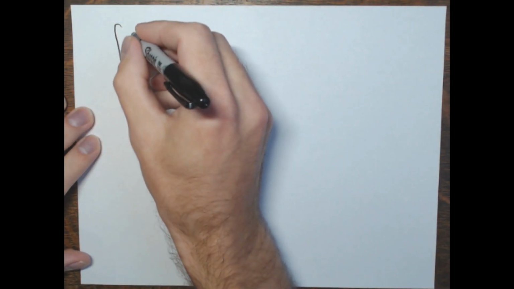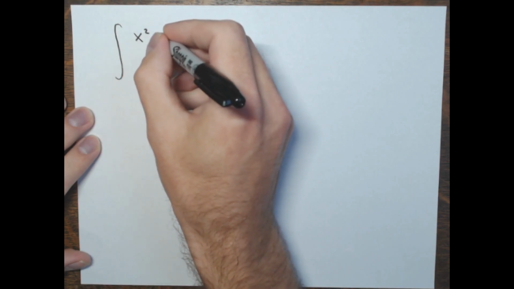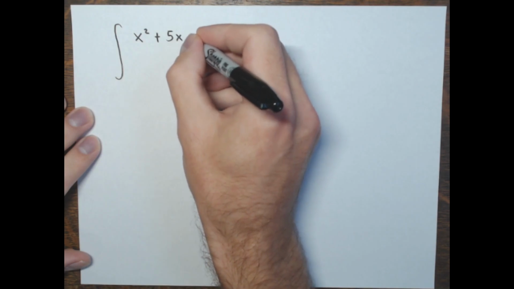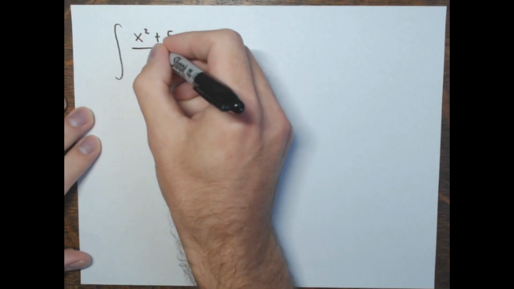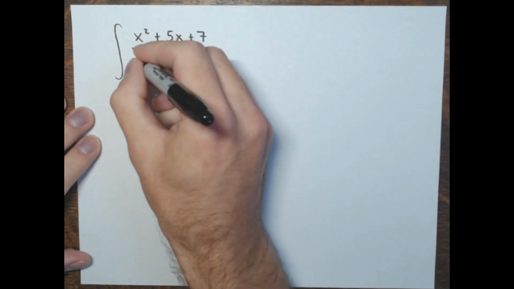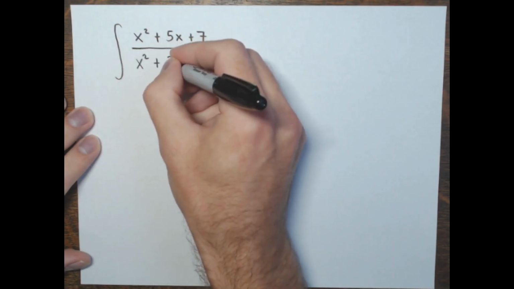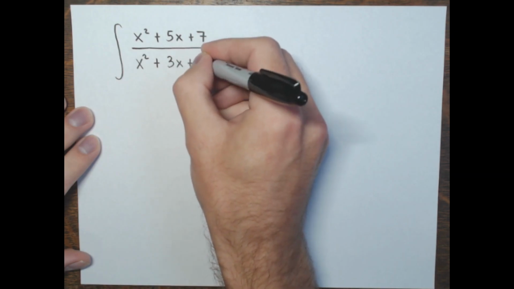So our integral is the integral of x squared plus 5x plus 7 over x squared plus 3x plus 4.